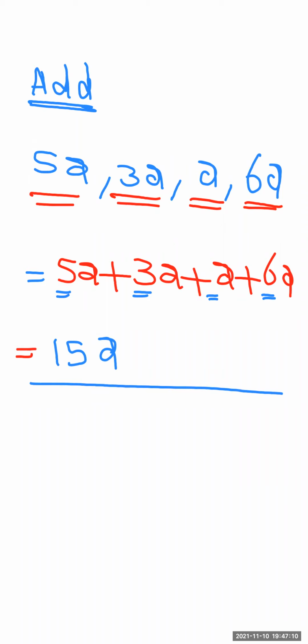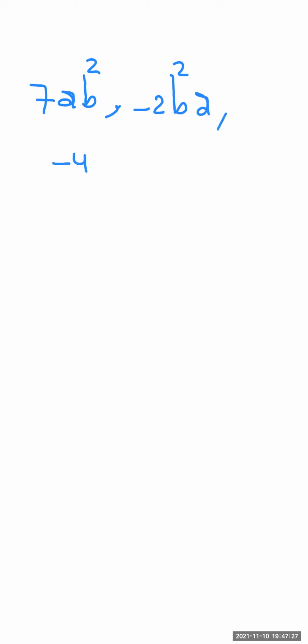Okay, so one more example for addition. If I want to add 7ab squared and negative 2b squared a and negative 4b squared a and ab squared.